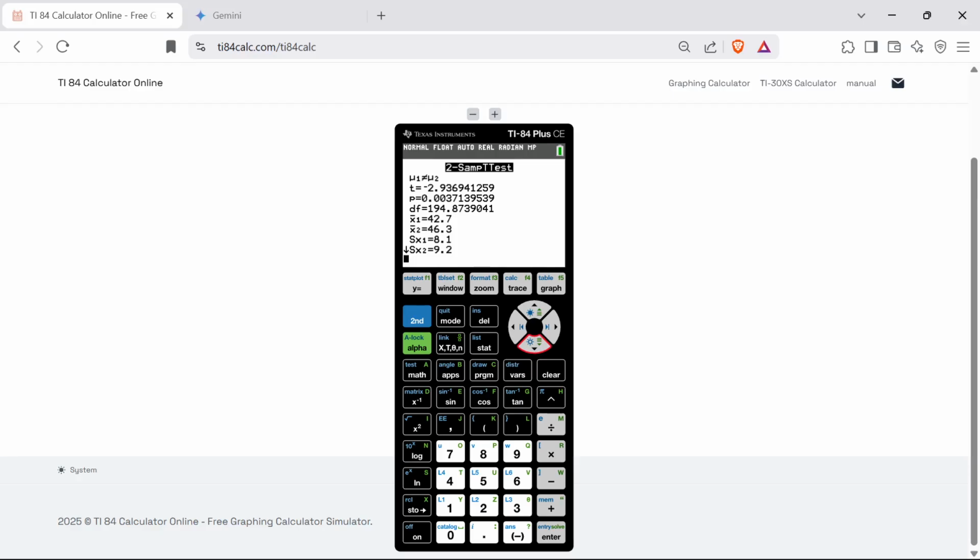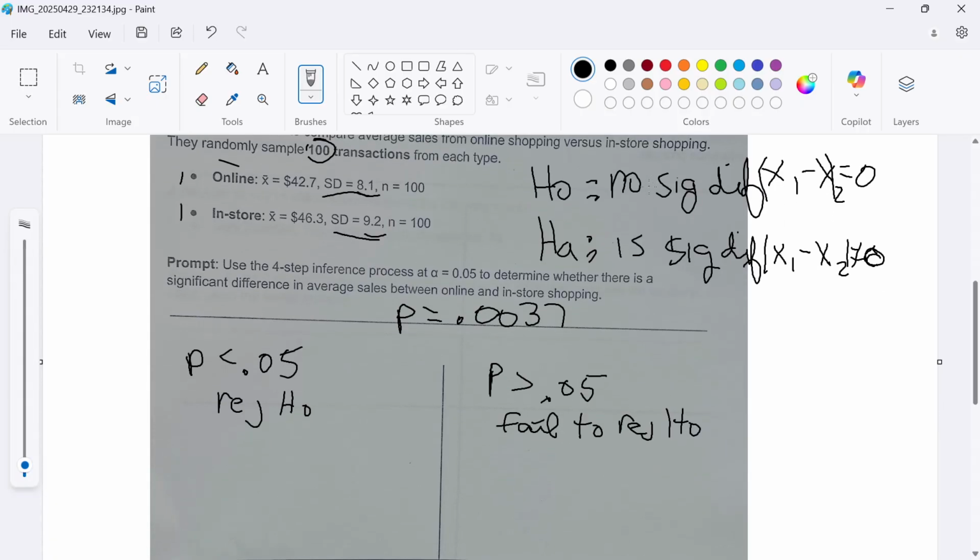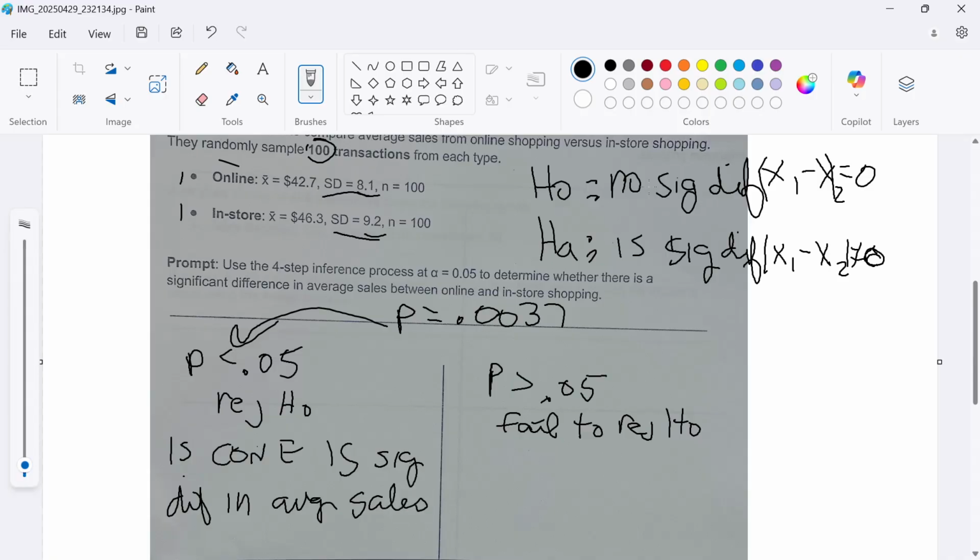It says that the p-value is approximately 0.0037. It's less than 0.05. Yes, that's less than 0.05. I will reject the null hypothesis. There is convincing evidence that there is a significant difference in average sales between online and in-store.